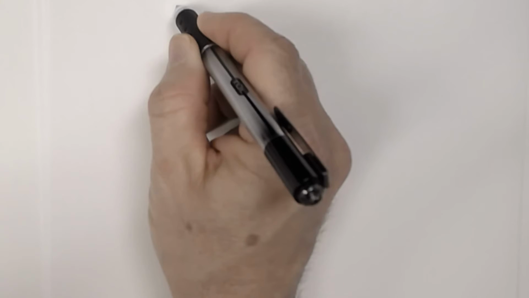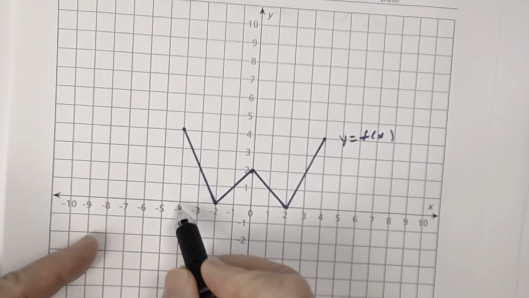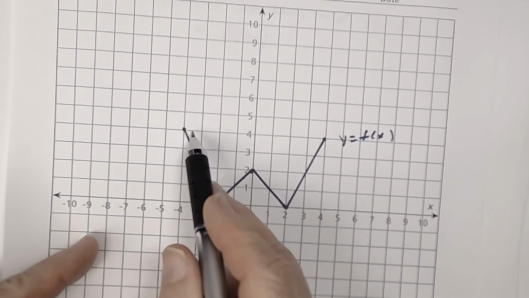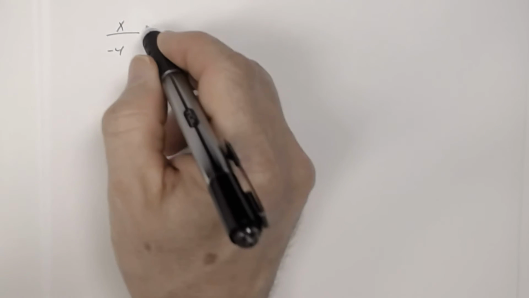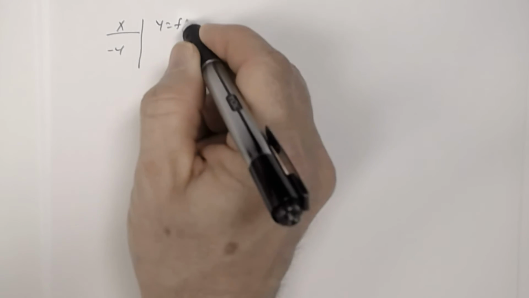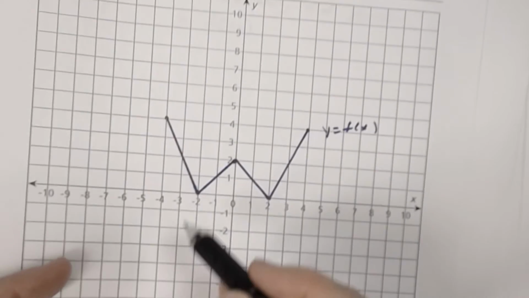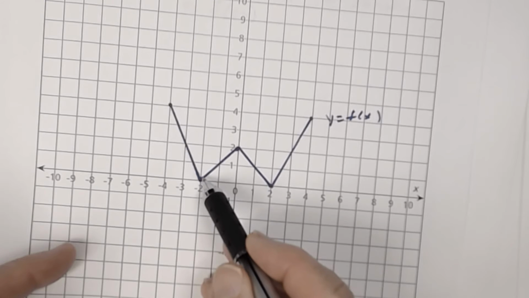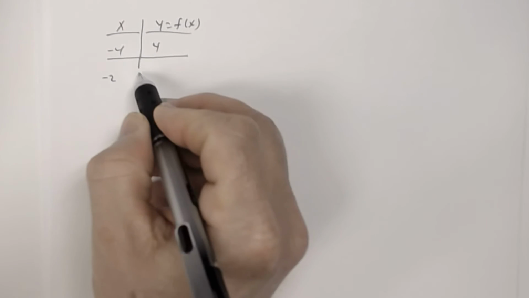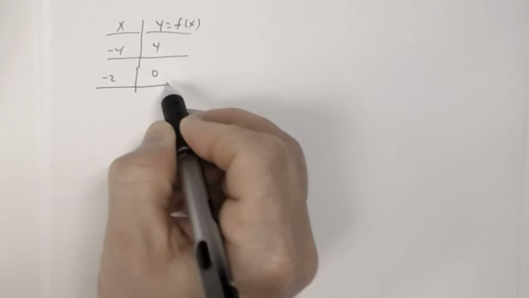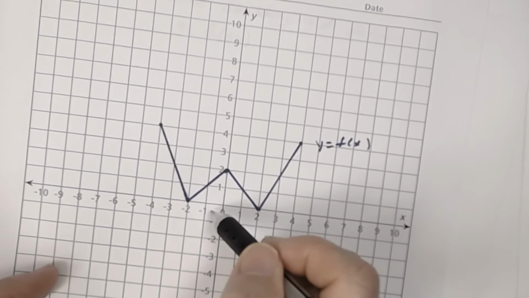So if you look at this, when x is negative 4, what's my y value? My y value is 4, right? So when x was negative 4, y equals f of x was 4. When x is negative 2, what's my y value? Well, my y value is 0. So when x is negative 2, my y value is 0. Okay? And I could also have done this when x was negative 1.